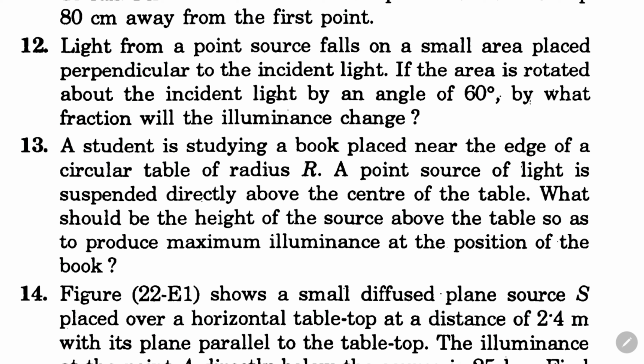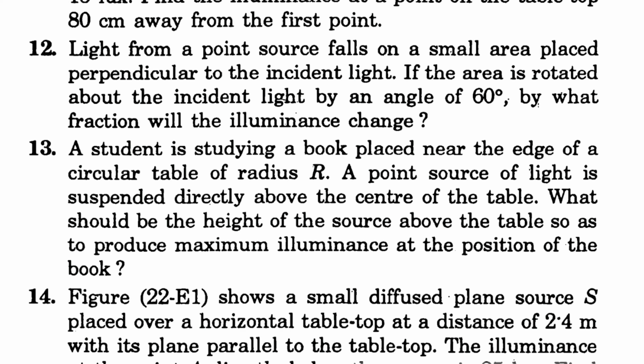What is the 12th one? In the 12th one we have light from a point source falls on small area placed perpendicular to incident light. Now if the area is rotated about the incident light by an angle of 60 degree, what fraction of illuminance will change? So the important thing is that it is a point source. So point source emits light uniformly in all directions. So it will not change the illuminance. It will remain same even after we rotate the area by 60 degree.